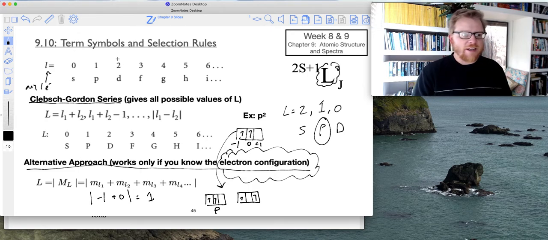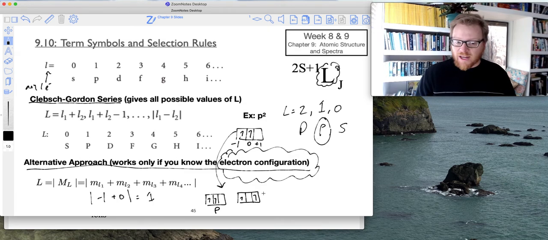Oh, I labeled these incorrectly. Oh my gosh, you guys are probably looking at me like, what the heck, dude? Sorry, the L2 is a D and the L0 is an S, but I got the P right. Okay, my bad. So anyways, this term would end up being an S because the -1 and the +1 cancel to give us a 0.